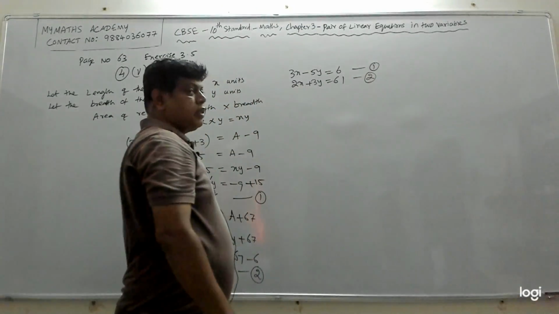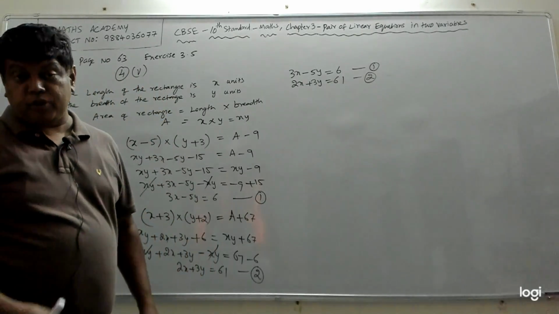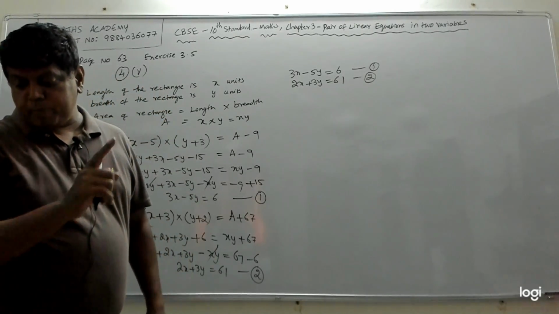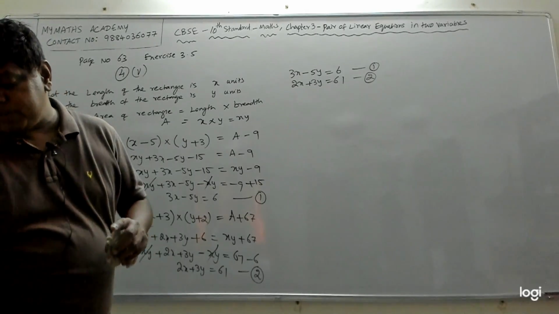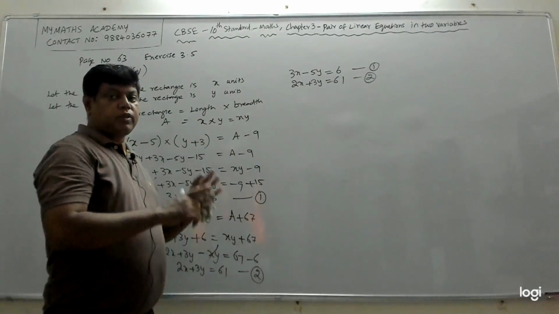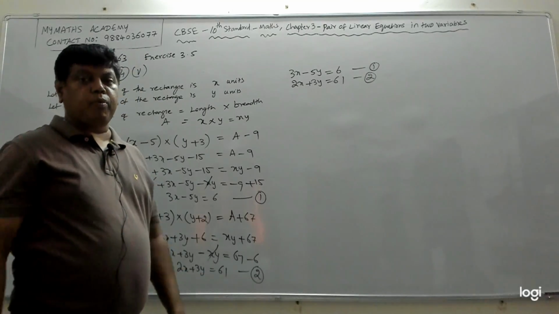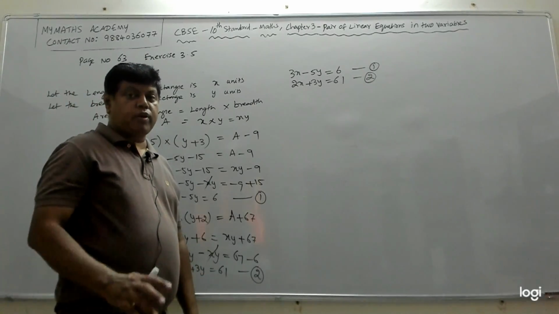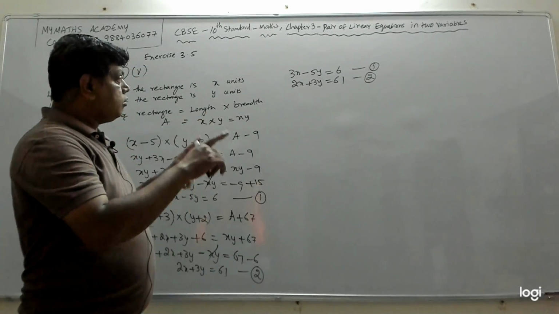Now we need to check whether the solution exists or not. That is the question. If you read the line in the fourth question, form the pair of linear equations in the following problems and find their solutions if they exist by any algebraic method. So we'll check whether the solution exists or not. To check this, we need to compare the ratios in table 3.4 on page number 46 of your NCERT textbook.